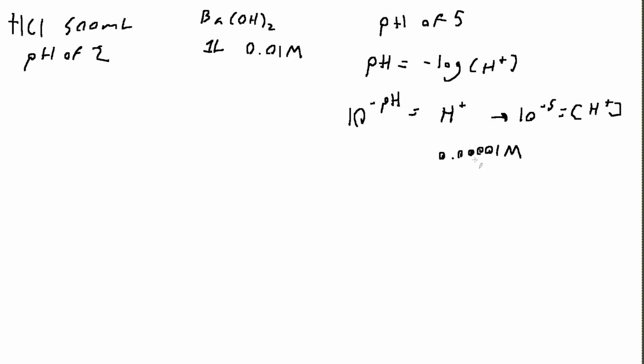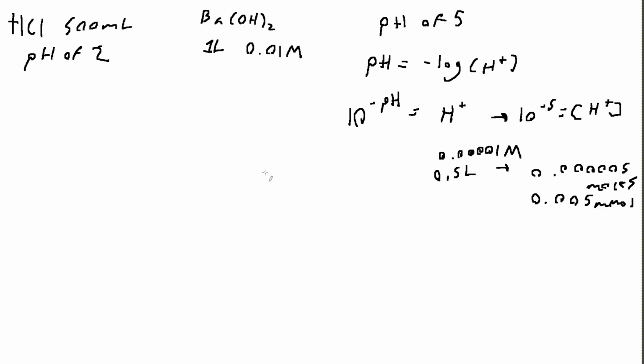molar. And since we're in a 0.5 liter solution, we multiply them together and we get 0.000005 moles. And to make the numbers nicer, we're going to go into millimoles here, which are just thousandths of moles. So 0.005 millimoles. Okay, so that's how much we want in the end.